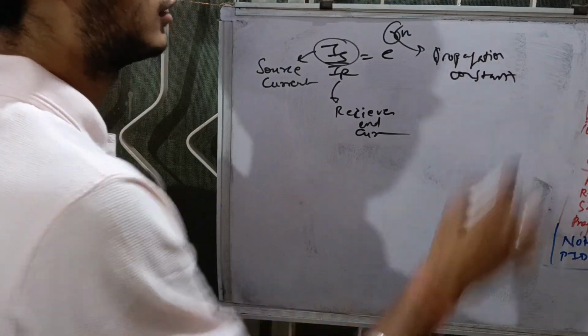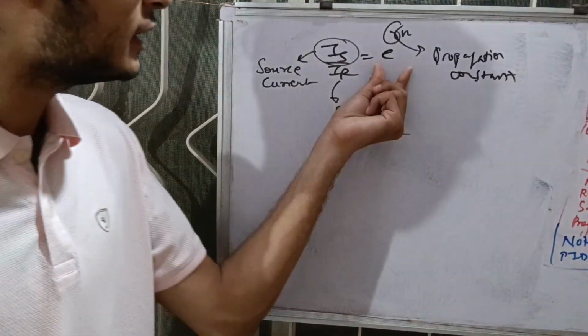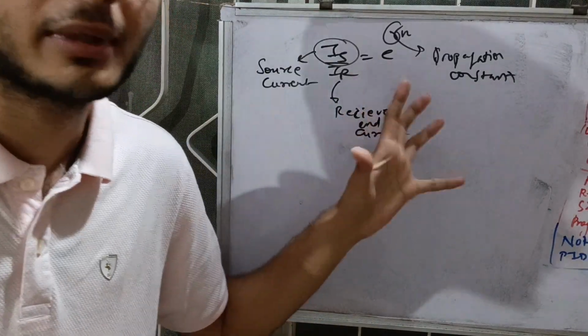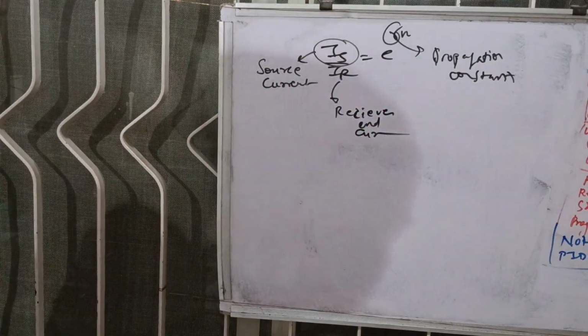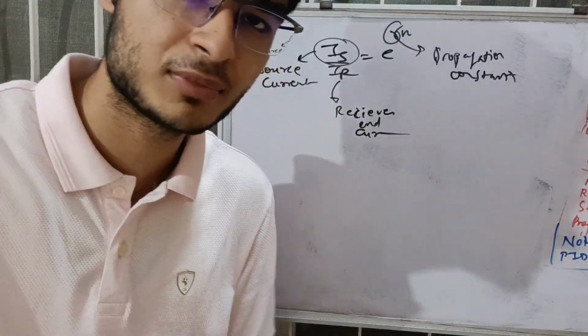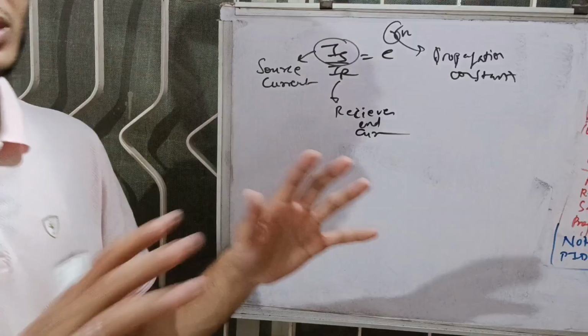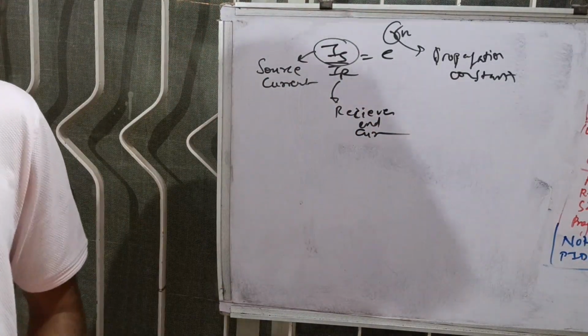Okay, now why did we take E here? You might think, why are we taking E here? See, the reason for taking E here is just for the sake of simplicity of calculations. There are no other reasons for taking E, but we're going to derive how we come across it.